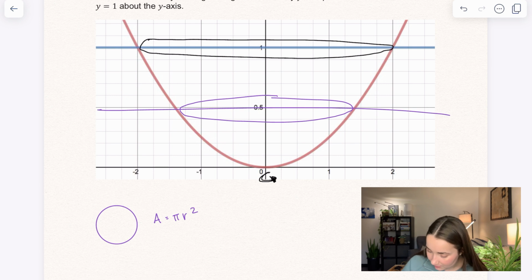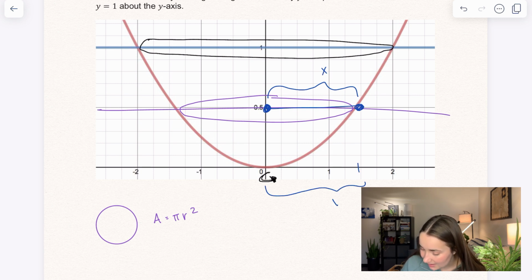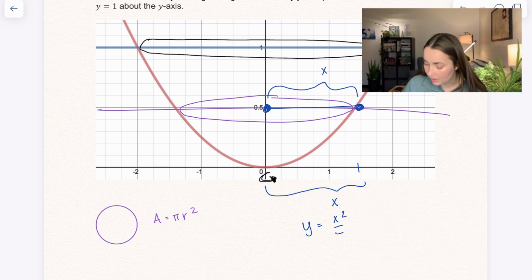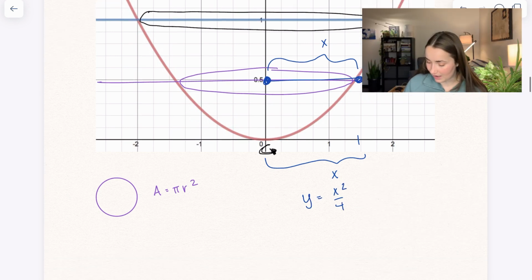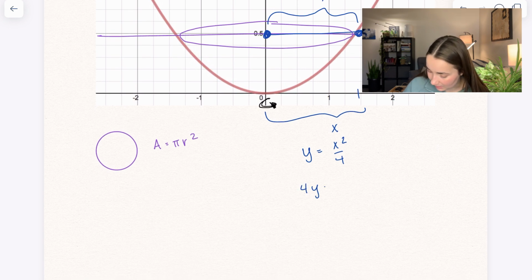So here we can go ahead and find what our radius is equal to. So we extend from the y-axis all the way out to our function. And so this right here represents the length x. If I were to mark it right here, I would go a length of x. So here we have that y is equal to x squared divided by 4. So I want to actually solve for x. Here we get 4y is equal to x squared. Take the square root of both sides, we get 2 times the square root of y is equal to x.